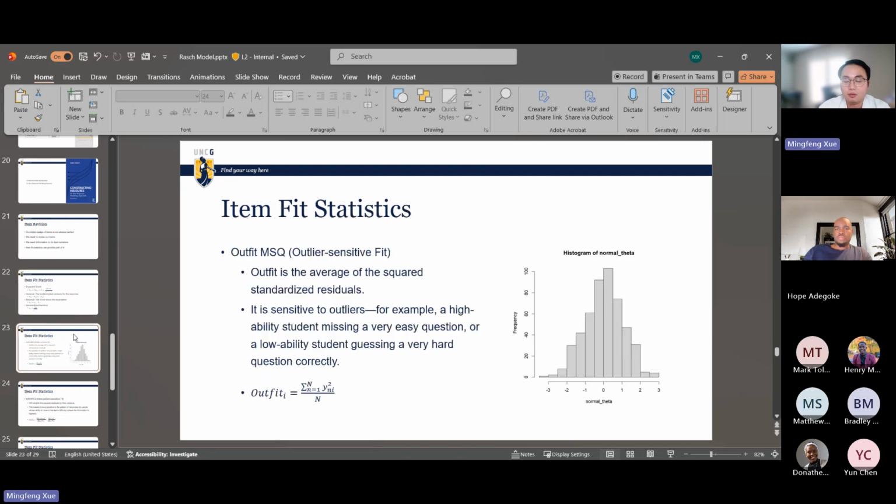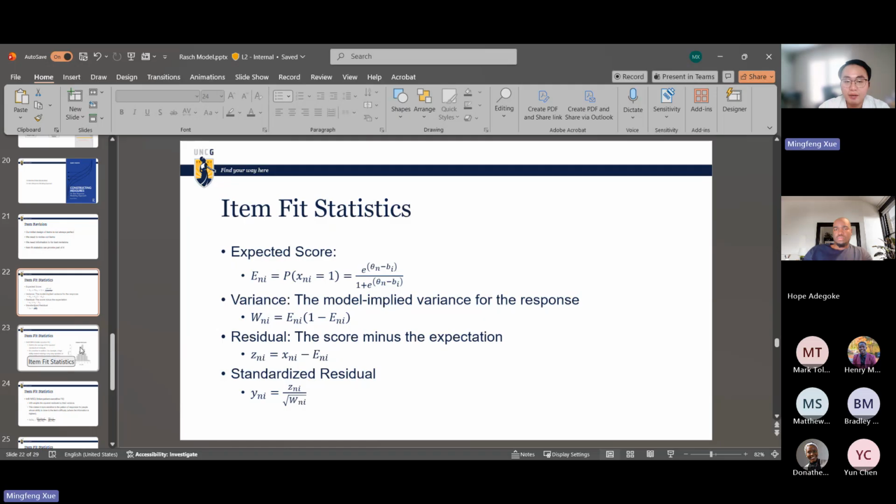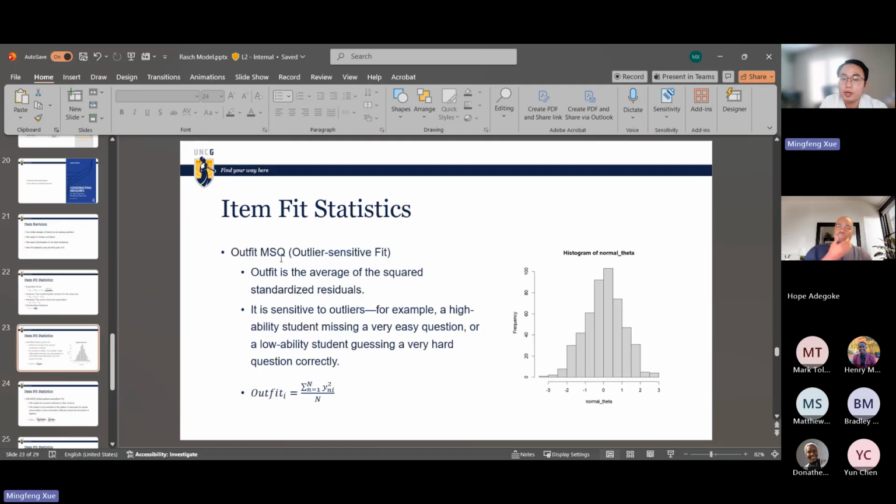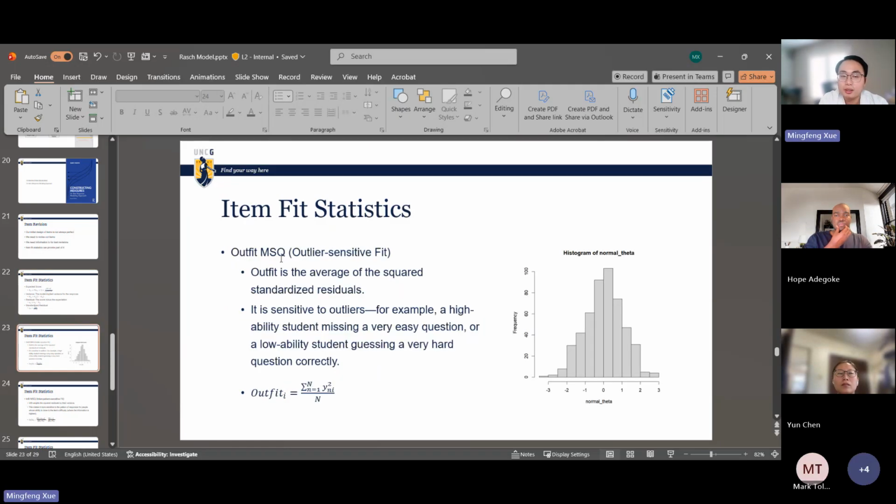Because we are revising our items, we need to aggregate the deviance for every item. The most straightforward way is just to average all of the deviance for our respondents. Suppose we have n respondents, and then we have n deviances. We just need to calculate the standardized deviance, and we will find the outlier-sensitive fit.